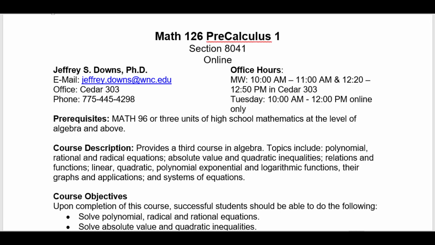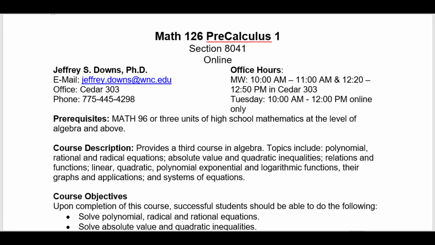Anyway, my contact information is here at the top: my email address, office number, building number, office phone number, and then the office hours. I'm going to do Monday and Wednesday 10 to 11 a.m., then 12:20 to 12:50 p.m. in Cedar 303. I can turn on the Zoom if someone online would prefer that, so just let me know. And then on Tuesday I'll have online office hours only from 10 to noon.